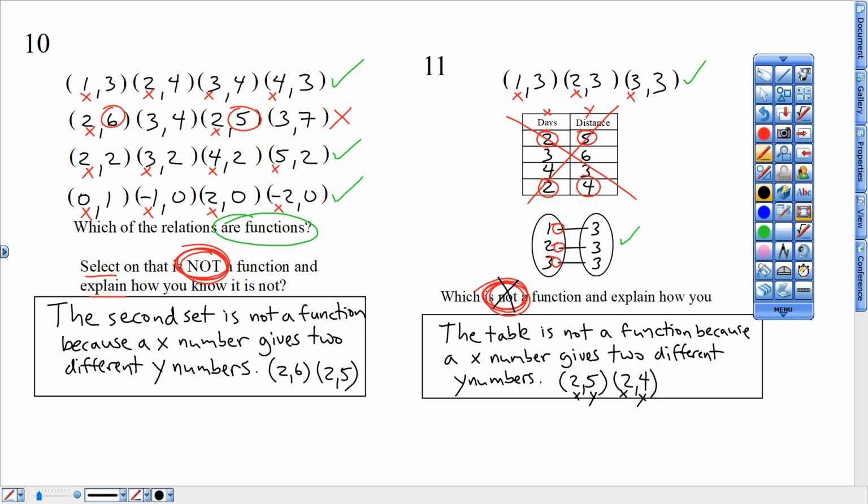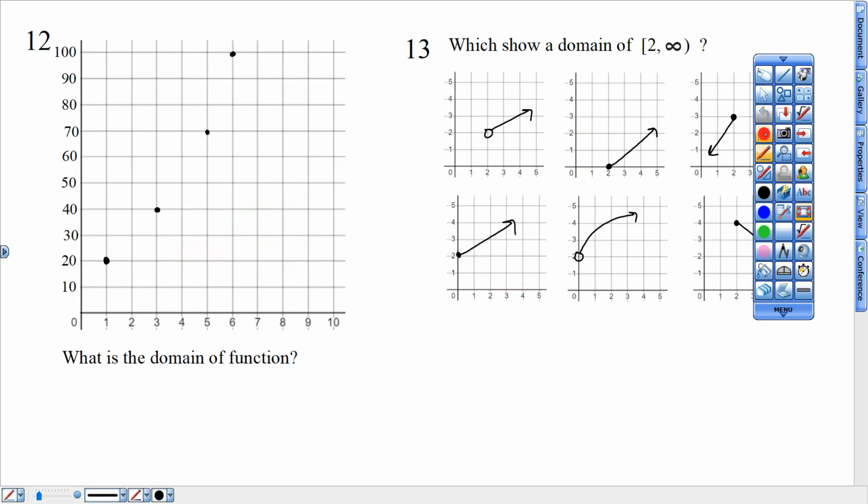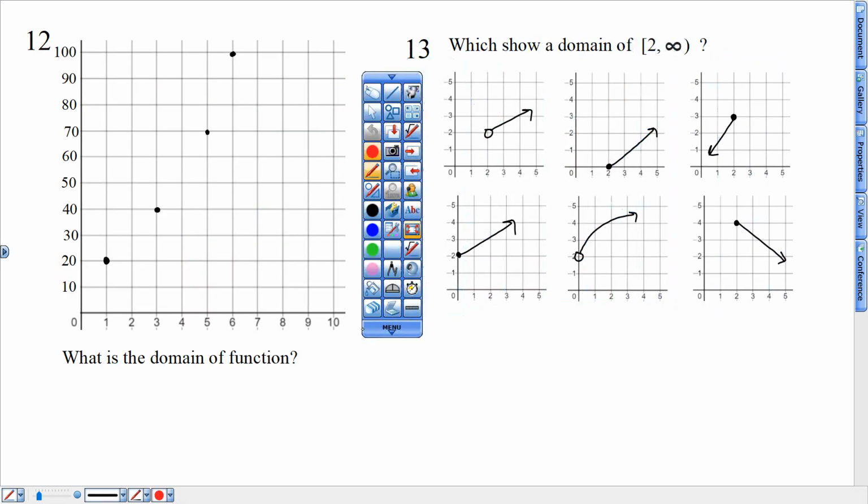Number 11, 12. For this guy, all it wants is the domain. The domain are the x numbers. So if I look for these points right here, the x numbers, I got a 1, I got a 3, I got a 5, and I got a 6. All I got to do is list them. So 1, 3, 5. All the x numbers, not these y numbers.